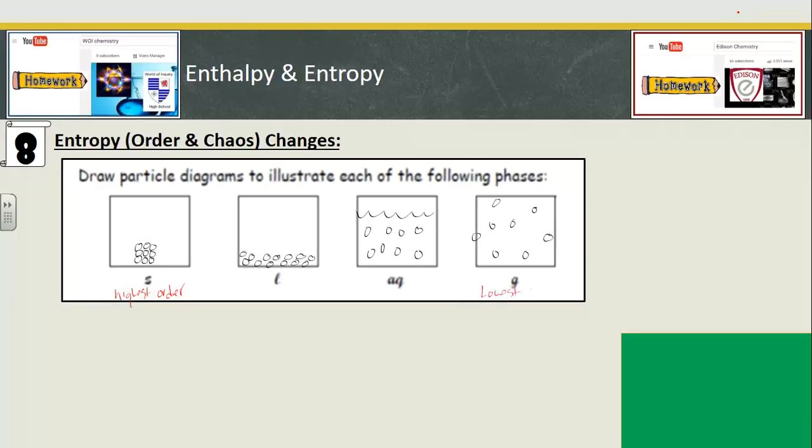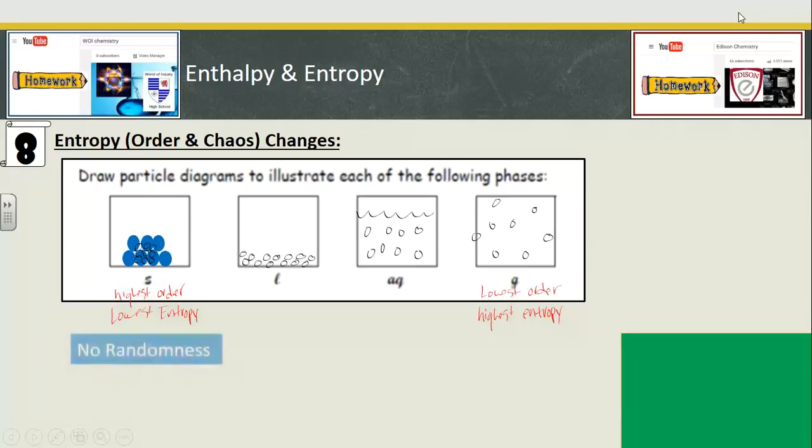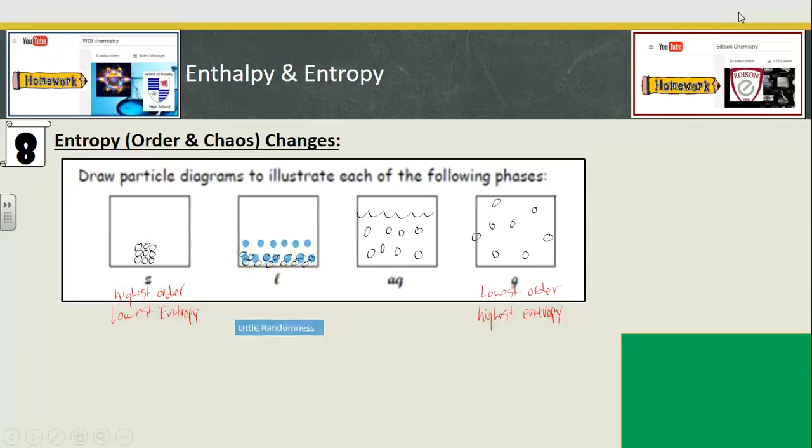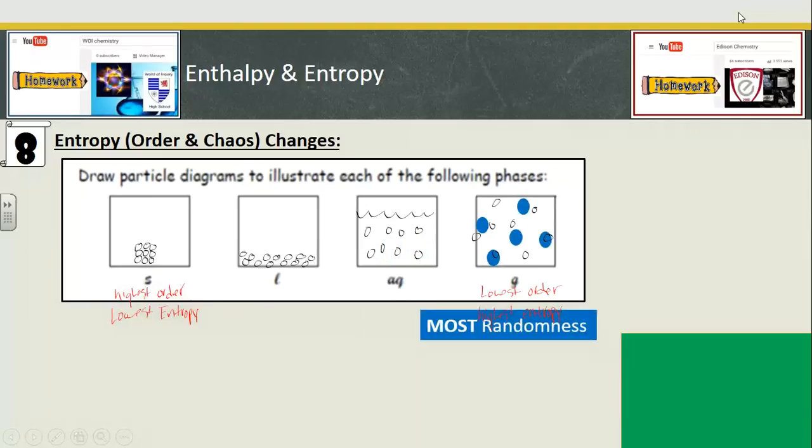So, highest order, lowest order. We'll use the word lowest entropy, aka high order, and the highest entropy, aka the least order. Let's see what else we got here. Oh, those were drawn in for us, so add them to it. No randomness. Some randomness, a little bit. More randomness. And, well, we've got the highest, most randomness.